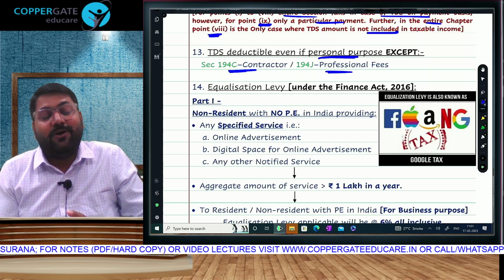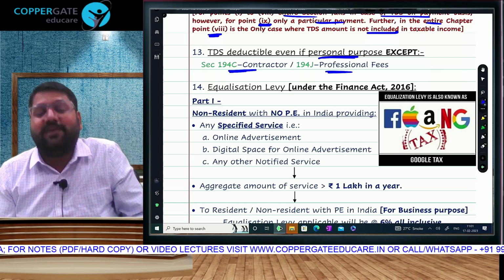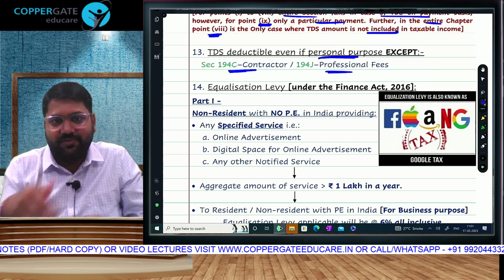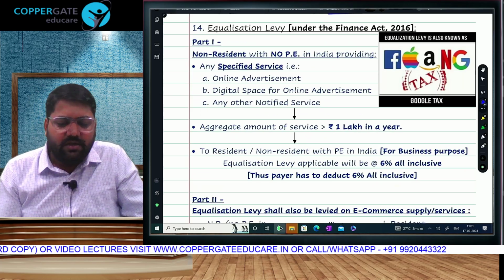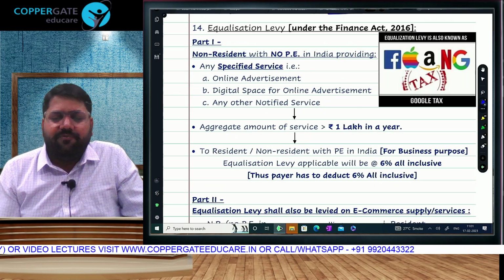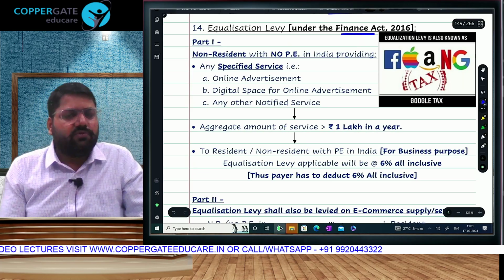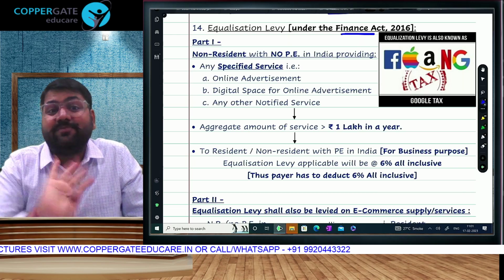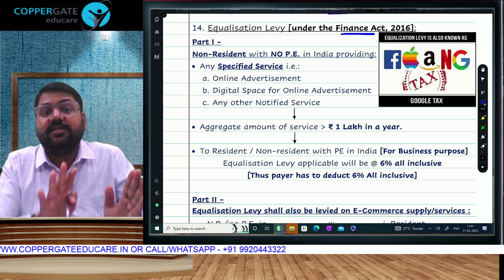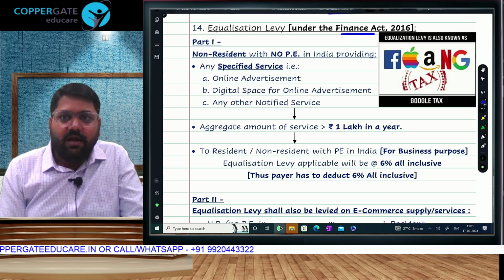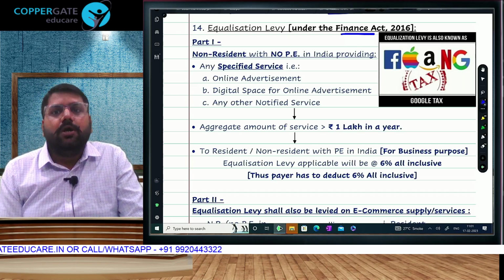But inside this also, we now know that if the payment is more than 50 lakh, we will apply 194M. We all know this is a revision. Lecture: equalization levy, which is not applicable for intermediate students but only applicable for final students. Under the Finance Act of 2016, equalization levy is not income tax, not levied under the Income Tax Act. This is not income tax. This is a separate collection by the government, popularly known as Google tax.